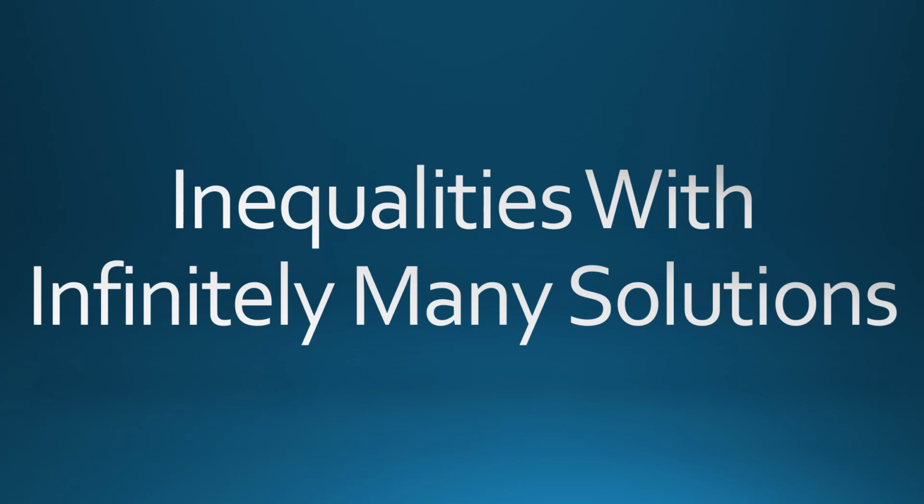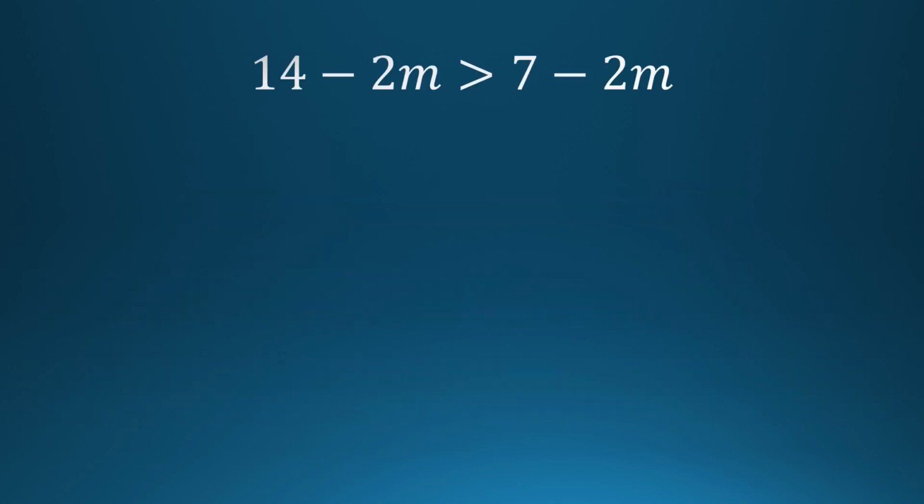In this video, we're going to talk about what it looks like when you have an inequality with infinitely many solutions. So let's just dive right into an example here. I'm going to solve this inequality just like I would any inequality by getting the variables on one side and all the constant terms on the other.